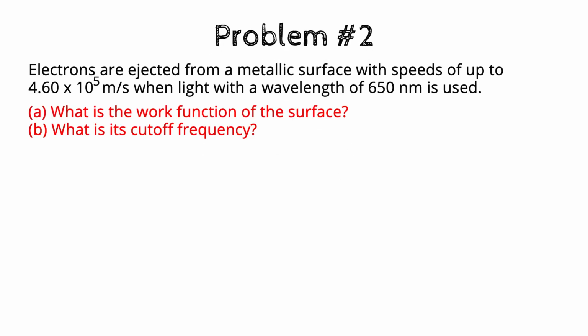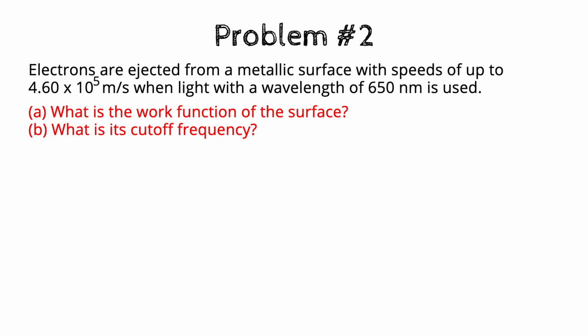Electrons are ejected from a metallic surface with speeds of up to 4.60 times 10 to the power of 5 meters per second when light is used with a wavelength of 650 nanometers. What is the work function of the surface? And what is the cutoff frequency for this surface?